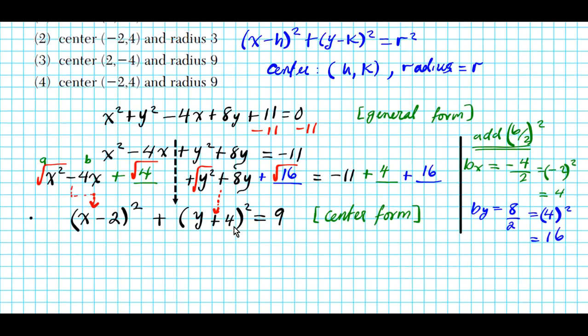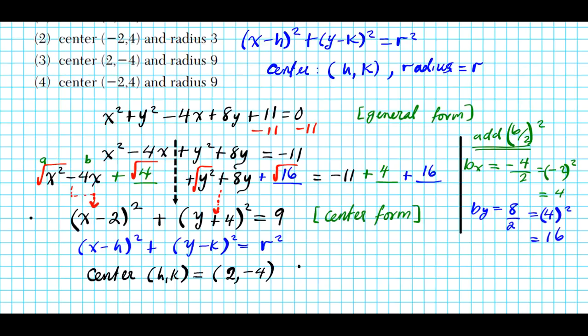Okay, so the formula is (x - h)² + (y - k)² = r². So we can easily see what the center is. Center, which is (h, k), is given by: you take the opposite of negative 2, which is positive 2, and the opposite of positive 4, which is negative 4.